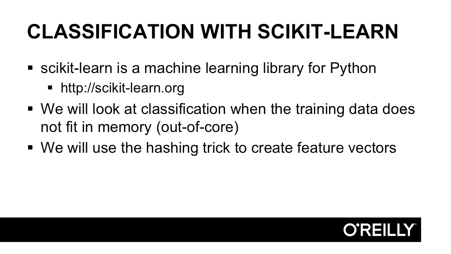In this video, we're going to look at classification with scikit-learn. Scikit-learn is a machine learning library for Python, and we'll look at classification when the training data does not fit in memory, sometimes called out of core. We'll also look at the hashing trick to create feature vectors.